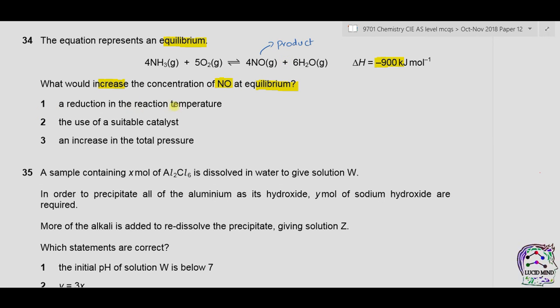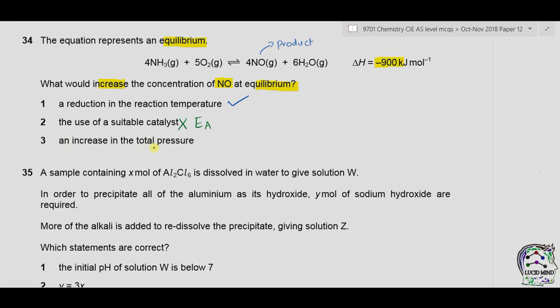Number 1, a reduction in the reaction temperature. This is true because when temperature is reduced for exothermic reaction, the equilibrium moves in the forward direction and more product will be formed. Part 2, the use of suitable catalyst. Now catalyst only decreases the activation energy and the rate of reaction is increased in both forward and backward direction. The concentration of any reactant and product is not affected.